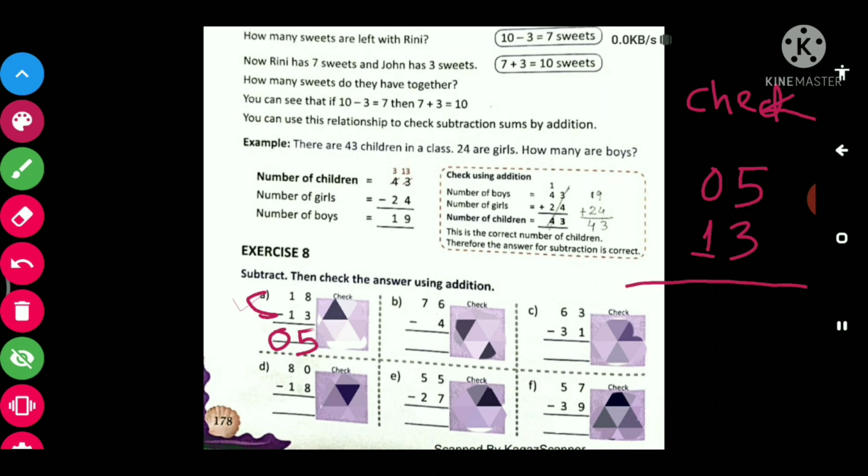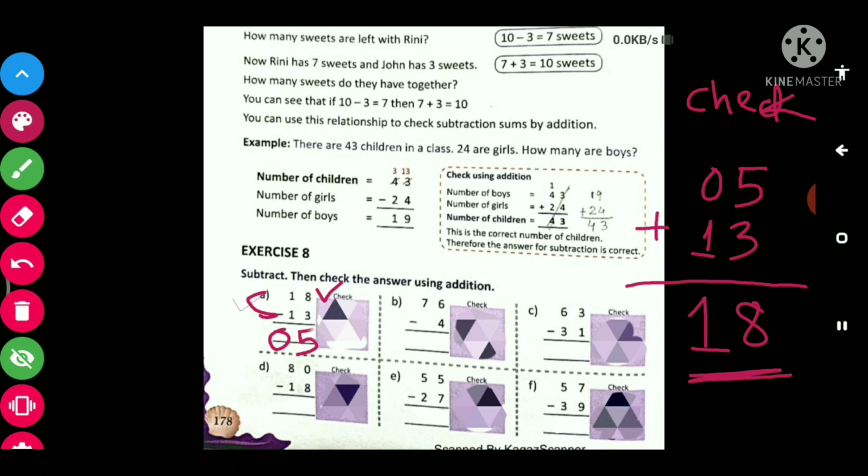And according to the checking, after adding these two, we'll get the greater number. Okay, greater number is what? 18. So if we get 18, that means our answer is correct. So 5 plus 3, it will be how much? 8. 0 plus 1, it will be how much? 1. See, we get 18, right? So that means our answer is correct.